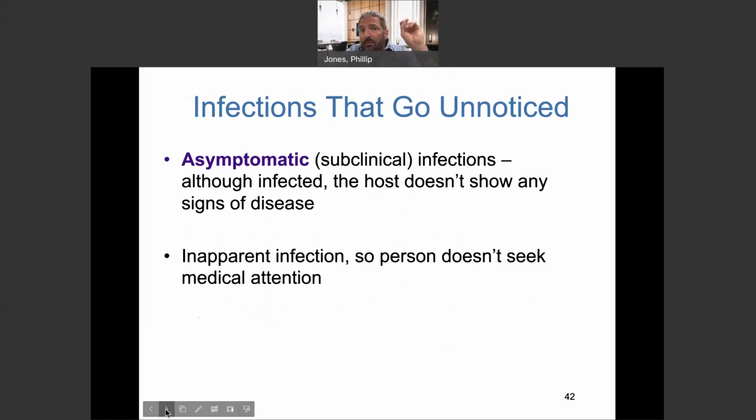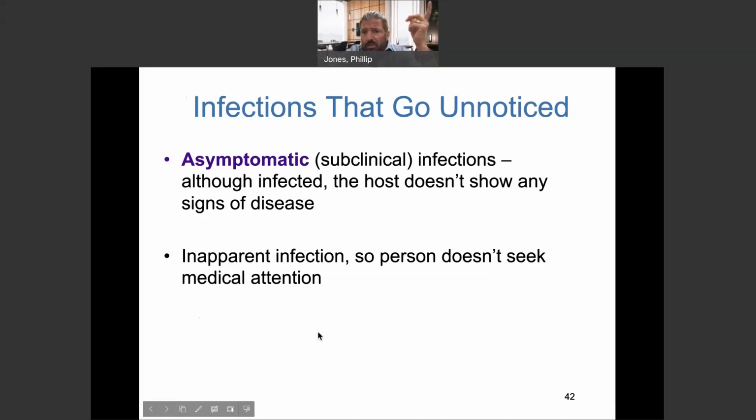Asymptomatic is a subclinical infection. Although infected, the host doesn't show any signs or symptoms of the disease. So people can have typhoid, like Mary, who was asymptomatic. People have walked around with coronavirus SARS-2 or all these different flus or viruses and been asymptomatic, with no signs or symptoms other than maybe a small headache or cough, nothing. There would be no obvious signs or symptoms.